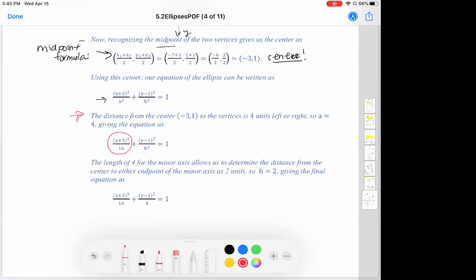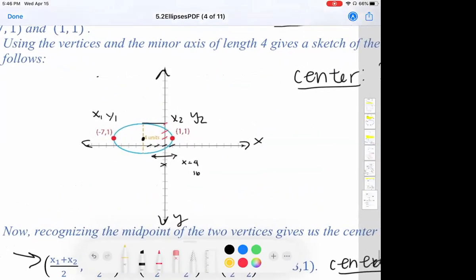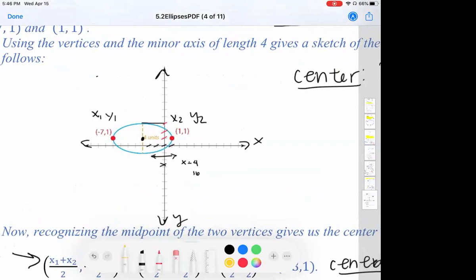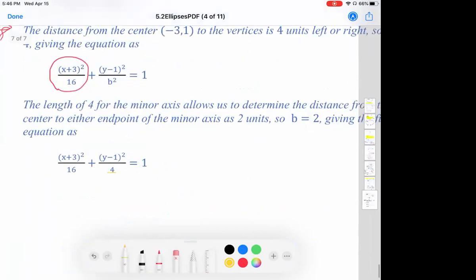The length of 4, the minor axis, allows us to determine the distance from the center to the endpoint is 2. So B equals 2, and the final equation is as is. So we found this 4 by counting. We said it was 3, but we're getting 2 because it says the whole thing is 4. The whole thing is 4, so half of it would be 2. So I'm moving 2 up and 2 down. So that's where we get that 4 from.